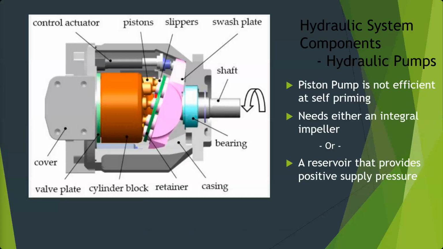Other ways of helping with that: some of them, not so many anymore, used to have an integral impeller, so that centrifugal type pump that does a better job of self-priming. What's more common is to have a reservoir that provides some kind of pressure on the fluid. So this pump is creating 3,000 psi. The reservoir might be putting about 15 to 30 psi on the fluid to force it from the reservoir out the tubes or lines that go to the pump.